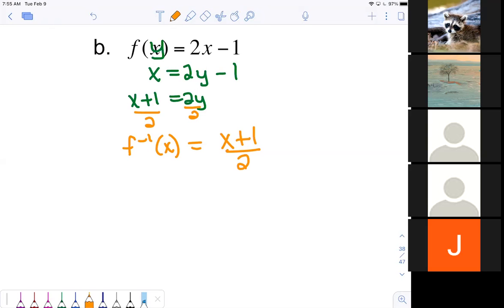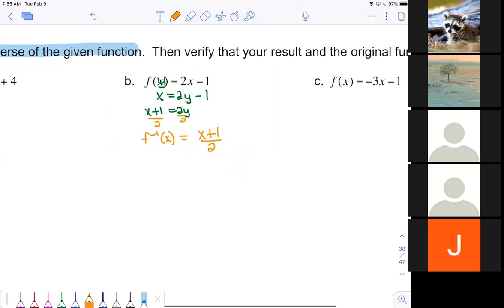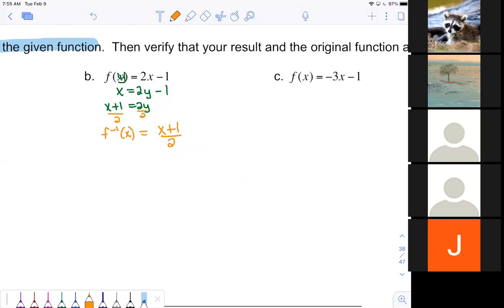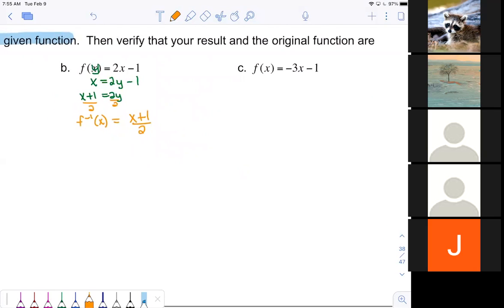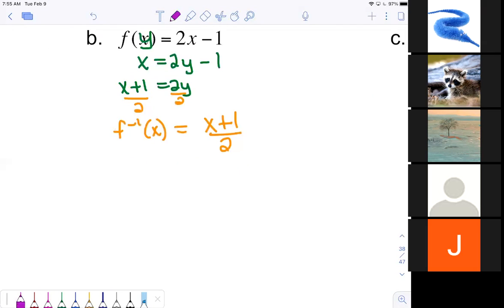All right, Brooke, we found the inverse. How do we go about verifying that our result and the original function are inverses of each other? You have to make sure both of them equal x. I don't know how to explain it. Yeah, no, that's perfect. That's fine. Both of them equal x. I know exactly what you mean.